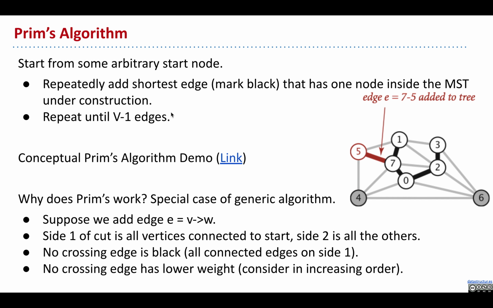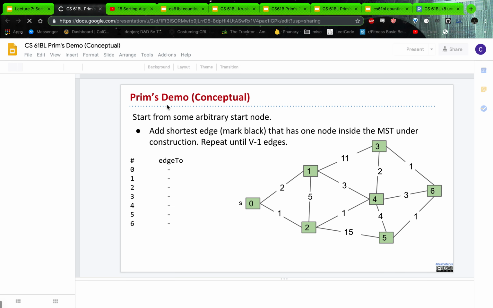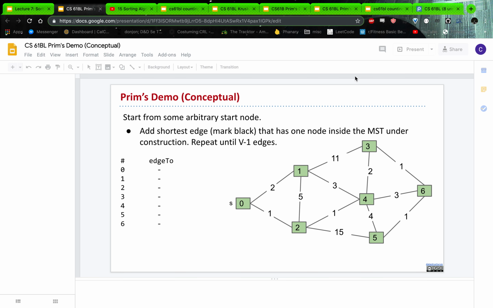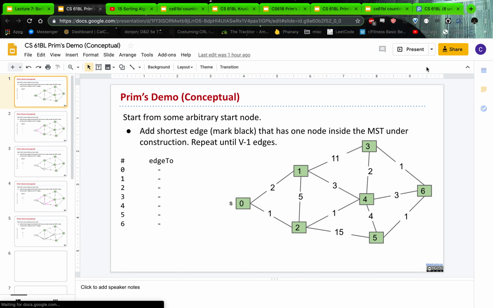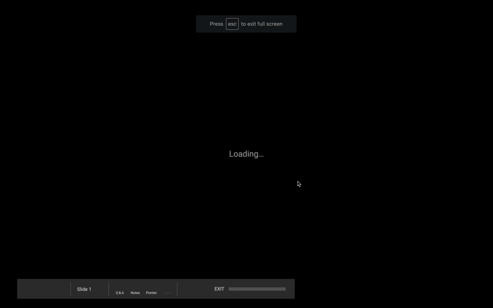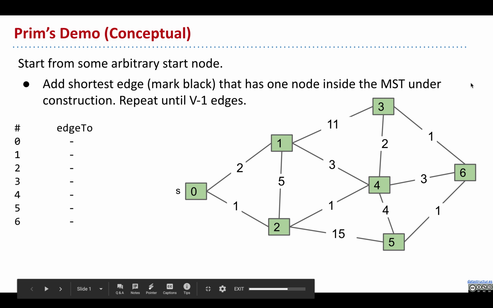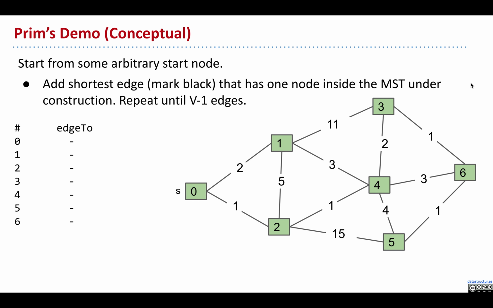All right, so this first one, I'm not going to actually talk about whatever is on this slide yet. I'm going to go into this demo first so we can get a conceptual idea of how Prim's algorithm works. So hopefully this loads. All right, perfect. So this is the procedure that we'll be using for Prim's algorithm. We're going to start from some arbitrary start node. We're going to add the shortest edge that has 1 node inside the MST, and we're going to keep doing that over and over again. So it might seem a little bit vague right now, but you'll see conceptually in a little bit, and then we'll talk about it. I'll ask you if you have any questions too.